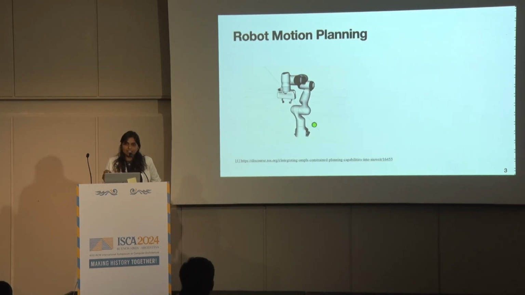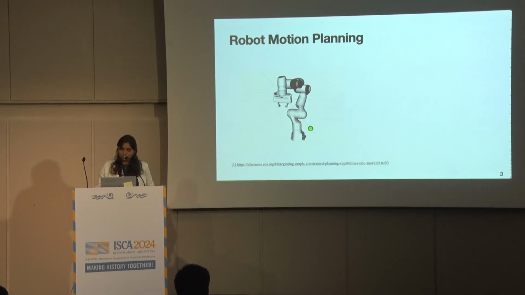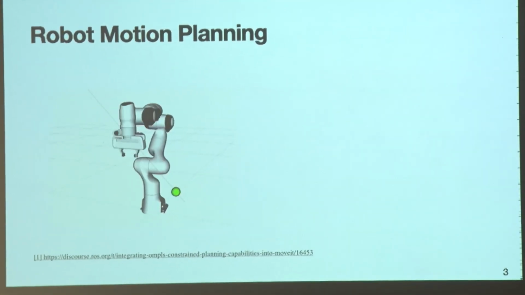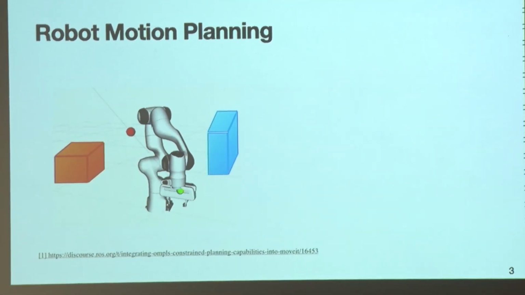So motion planning is a key task in robotics in which the robot plans how to go from point A to B safely without hurting itself or the surroundings.